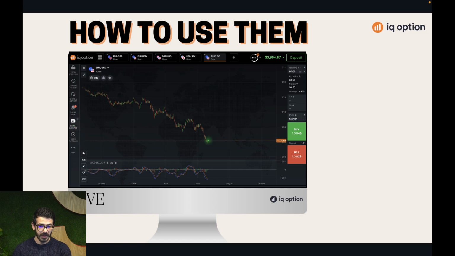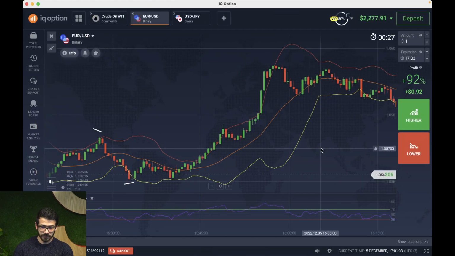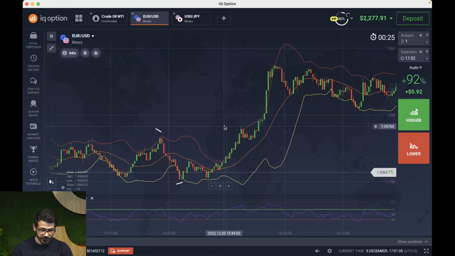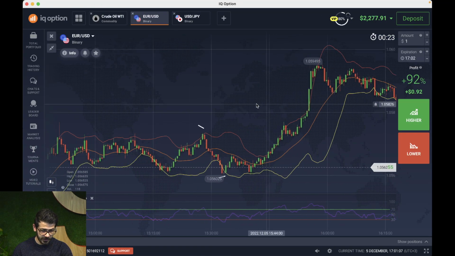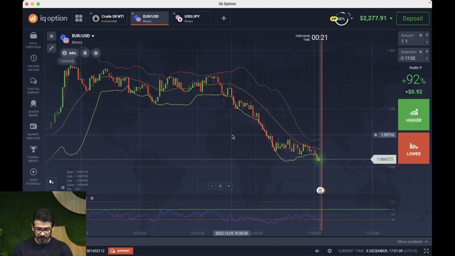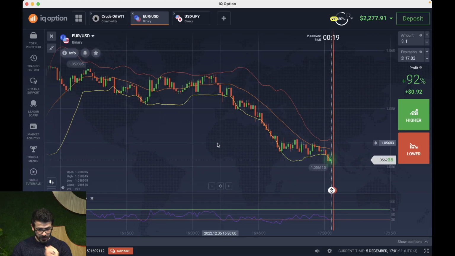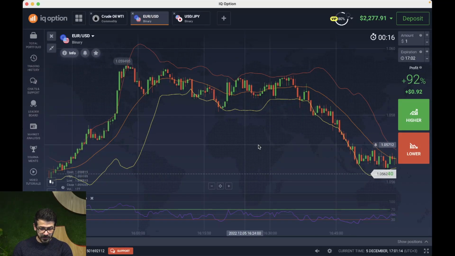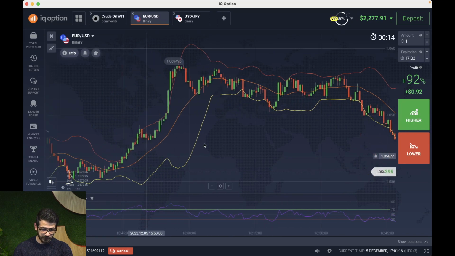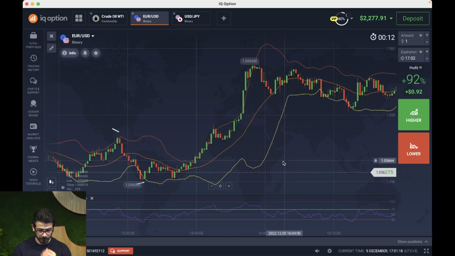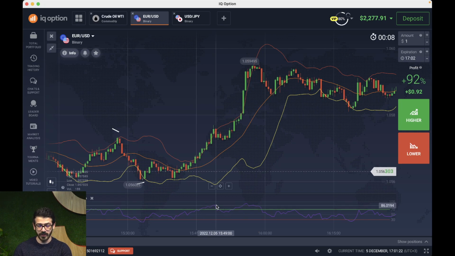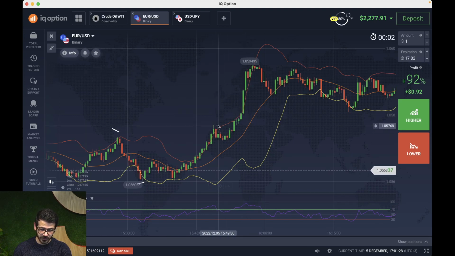Okay. How to use them? Let's go now again to the platform. Let's see. So here, okay, let's take a look here. Basically what we need is to find high points. Okay, here for example, we've got two high points on the RSI. Here we've got one on the RSI, and here we've got one also on the price action. Two high points, this high and this high.